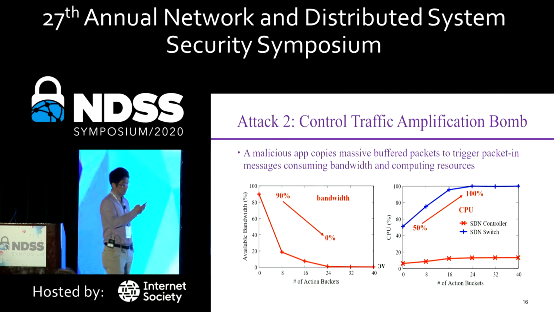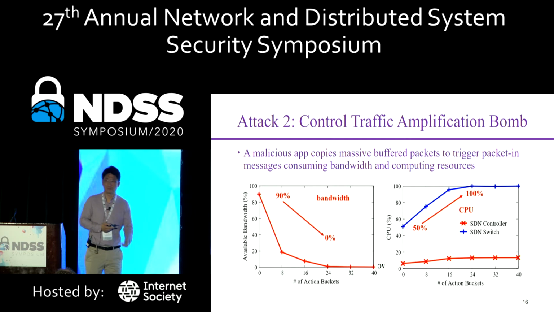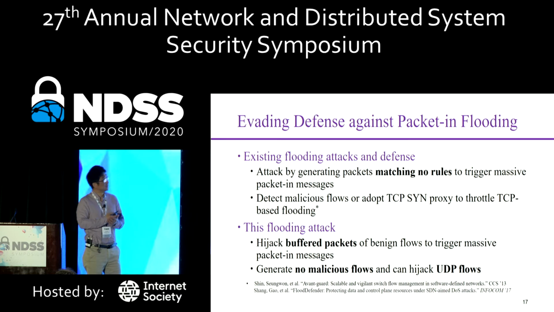When this happens, if the attacker makes the switch copy 24 of those packets, we can see the available bandwidth on the switch will drop to almost 0, and the CPU is fully busy when this increases to 24. So this is one type of packet-in flooding attack.